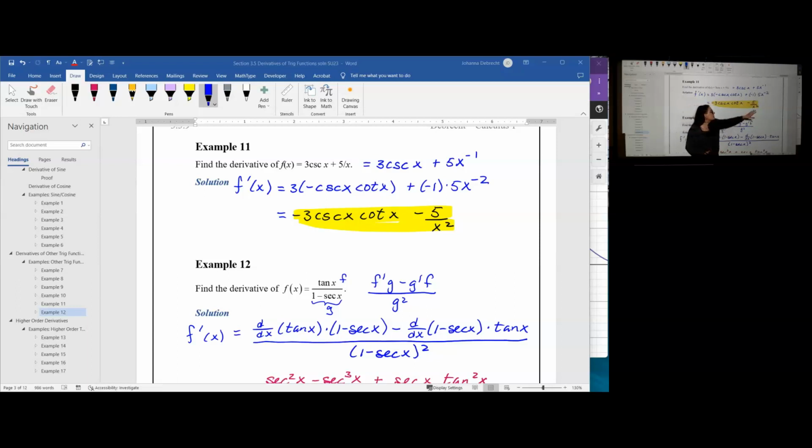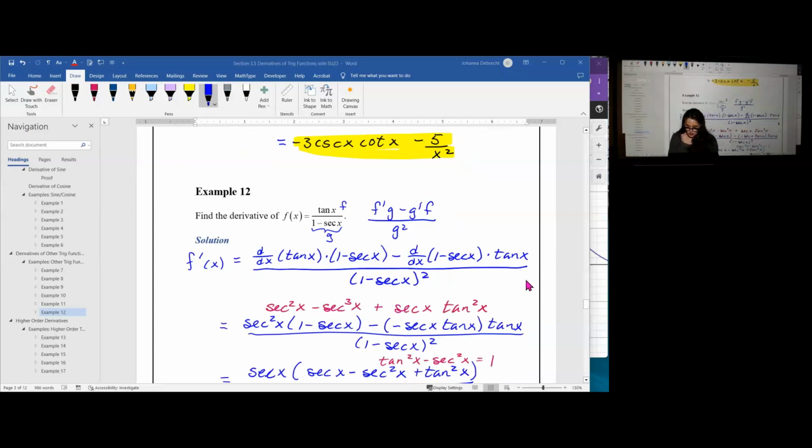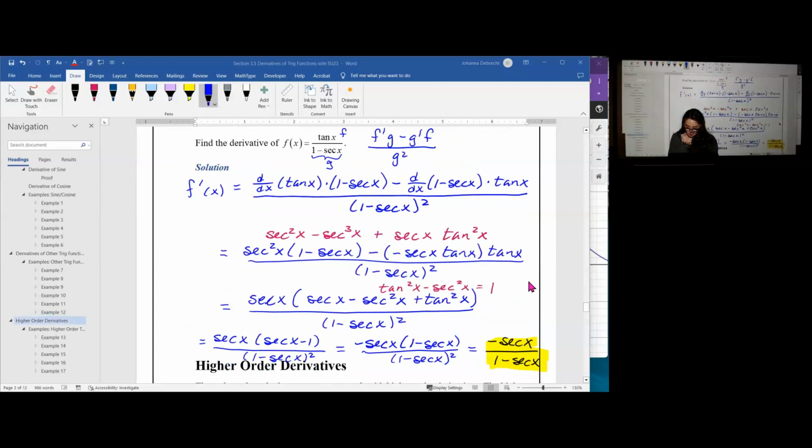However, I would take it if you wrote negative 5x to the negative 2. They're equivalent and both are correct. Looking at example 12, it is much more complicated. There is, in fact, some reduction that can be done at the end, which you probably did not recognize. You probably stopped too soon.